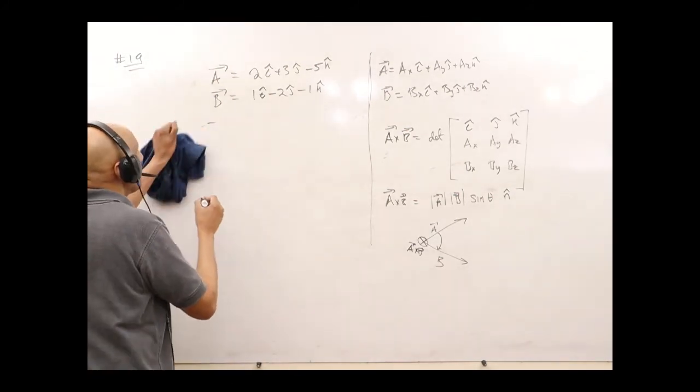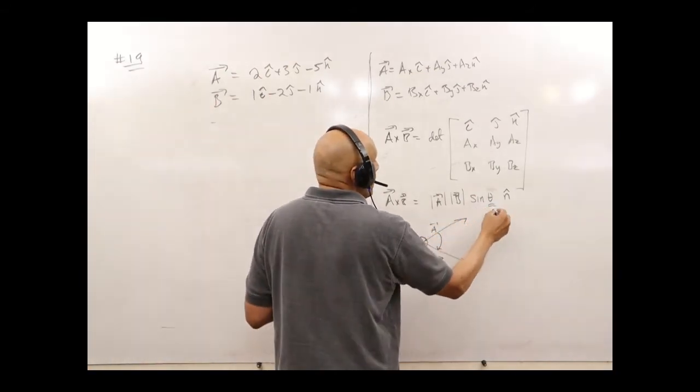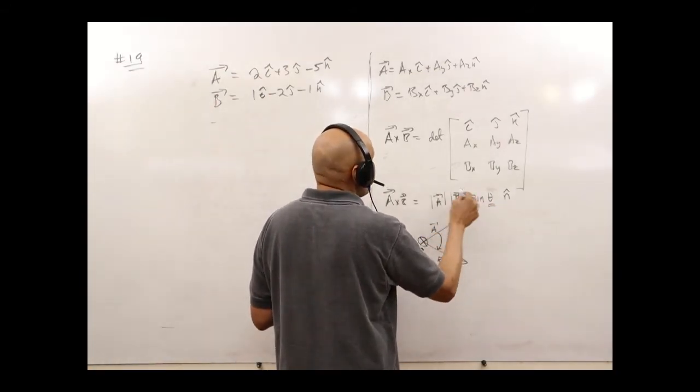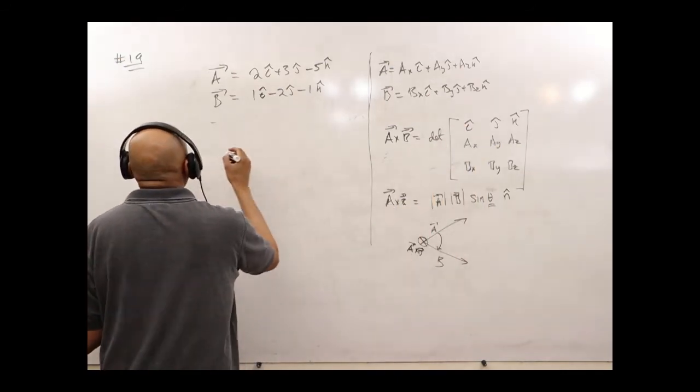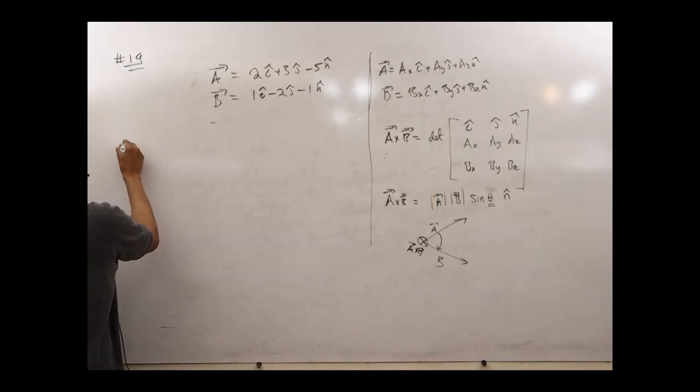Anyway, we don't know what the angle theta is, so we can't use the second definition, so we're going to go to the first definition. So we have to calculate the determinant. So I'm going to calculate A cross B.